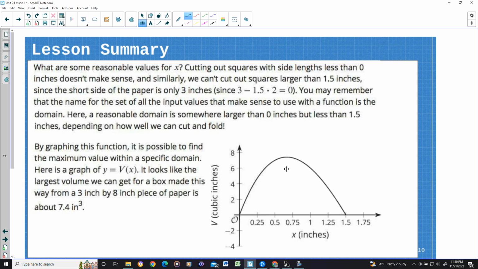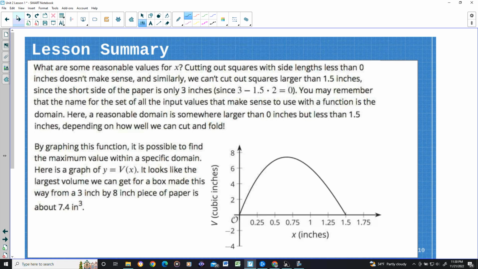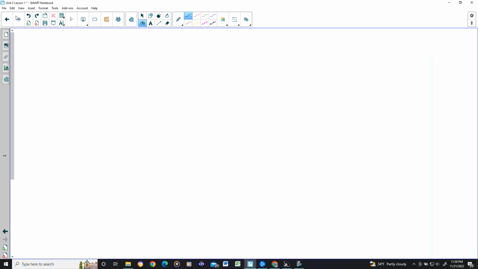And here's a little bit of a graph of just another example. They use a 3 by 8 paper, and it turns out the best they can get from a 3 by 8 paper is about 7.4 cubic inches. Interesting. And just like before, the smaller side is 3 inches, so the domain's only going to go up to 1.5 because that's half of the 3 inches. Okay, and there we go.